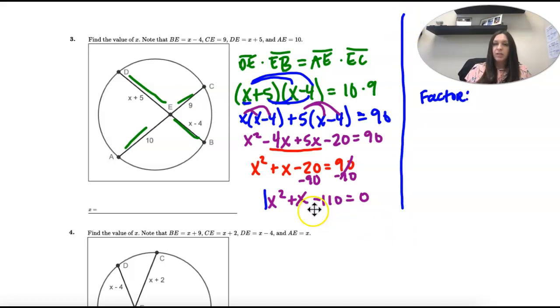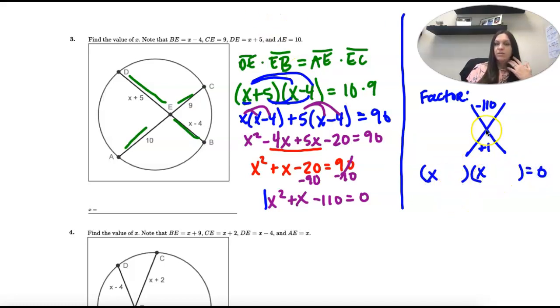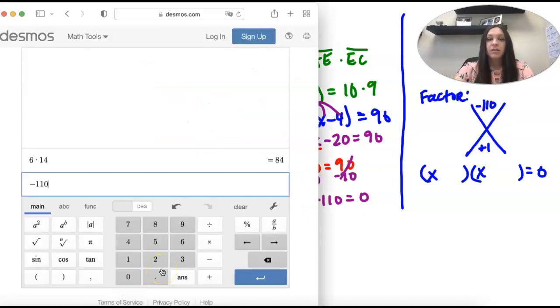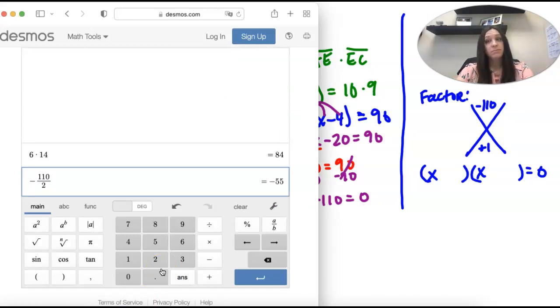So I don't know if you remember factoring, but we take our C value, negative 110, and then our B value, plus 1, and we're going to write our answer in 2 factors equal to 0. So the missing numbers here are 2 numbers that multiply to negative 110 and add to 1. If you're not sure, just start dividing. 2 and 55. Nope. 5 and 22. 10 and 11. 11 minus 10 is 1.